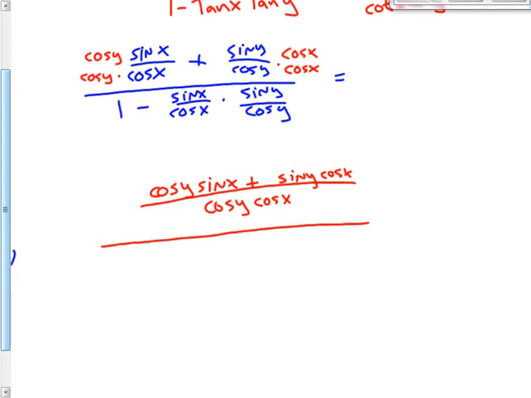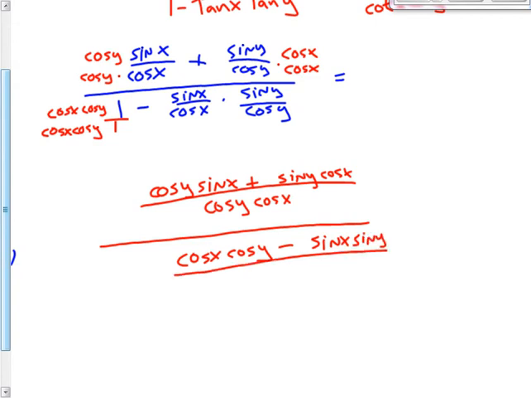Okay, so that's the top of the fraction. On the bottom of this fraction, I have two things multiplied. Again, there's a subtraction, so I can make this 1 a fraction and get a common denominator, which would be cosine x cosine y. So I'm going to multiply both top and bottom by that. And so on the bottom of this huge monster problem, I get cosine x cosine y minus sine x sine y, and then that's all over cosine x cosine y.